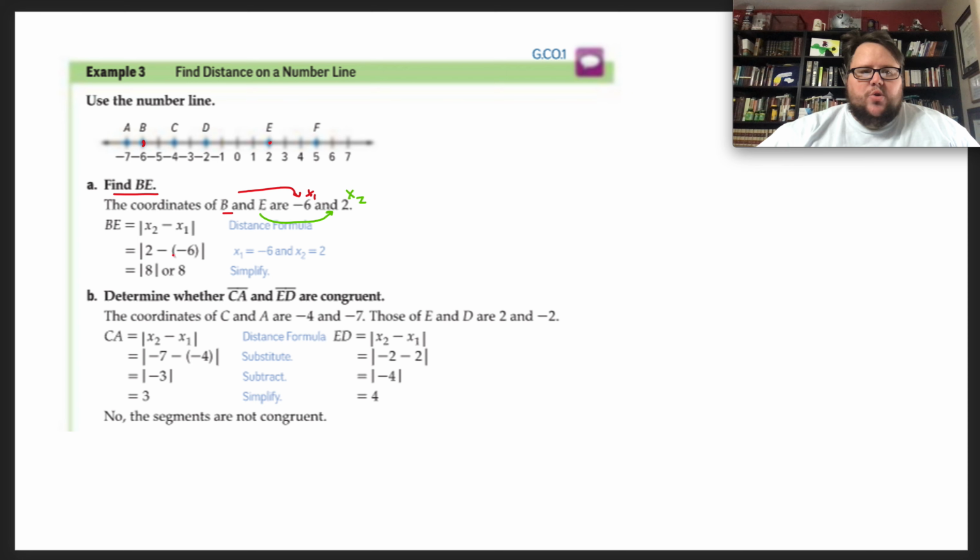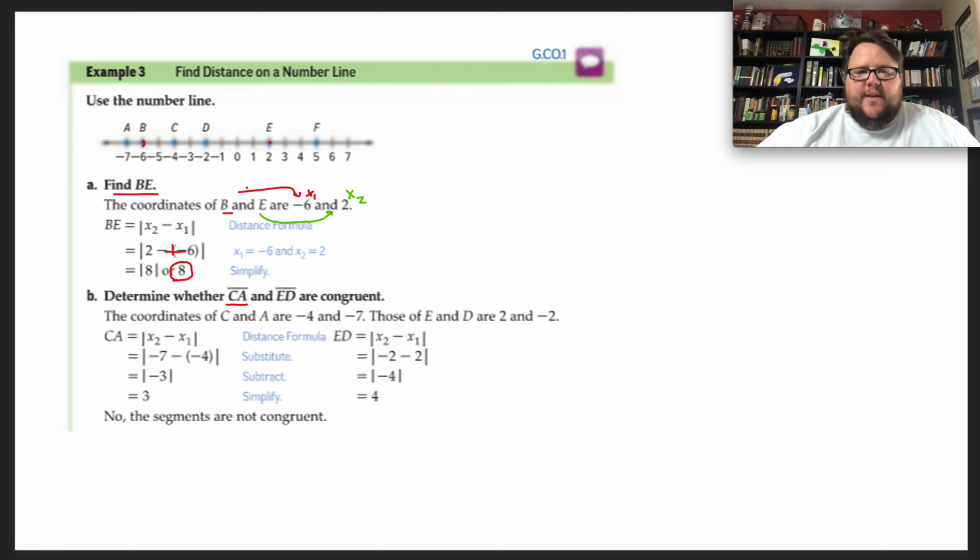When you subtract a negative, it becomes plus. So it's 2 plus 6, which is 8. And the absolute value of 8 is 8. We could have done it that way. We could have also just counted from -6 to 2: 1, 2, 3, 4, 5, 6, 7, 8. That's another way to do it.